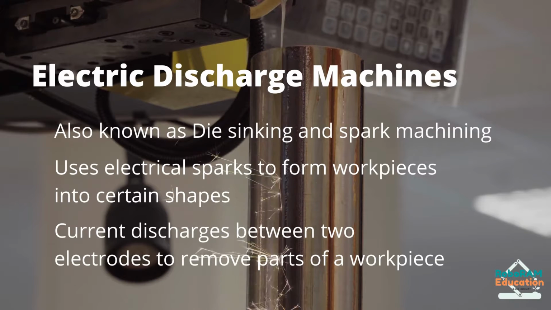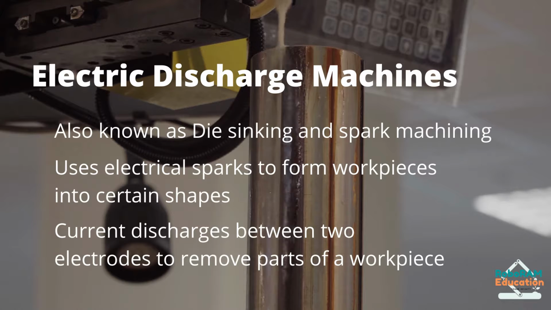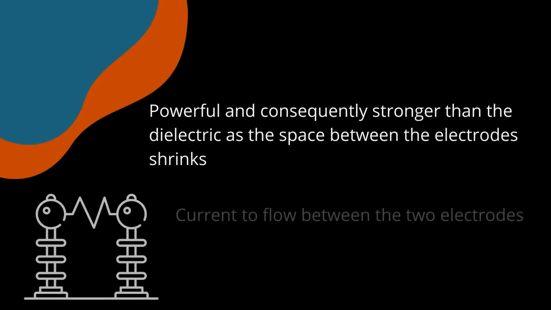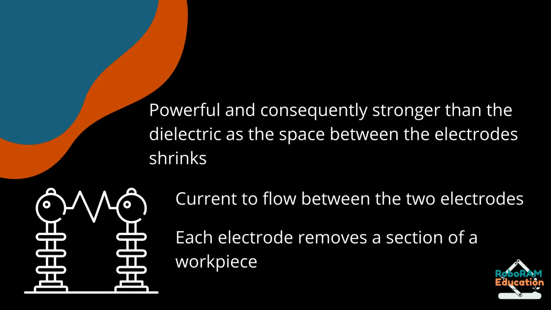Electric discharge machining, EDM, also known as die sinking and spark machining, is a process that uses electrical sparks to form workpieces into certain shapes. EDM uses current discharges between two electrodes to remove parts of a workpiece. The electric field grows more powerful and consequently stronger than the dielectric as the space between the electrodes shrinks. This enables a current to flow between the two electrodes. As a result, each electrode removes a section of a workpiece.